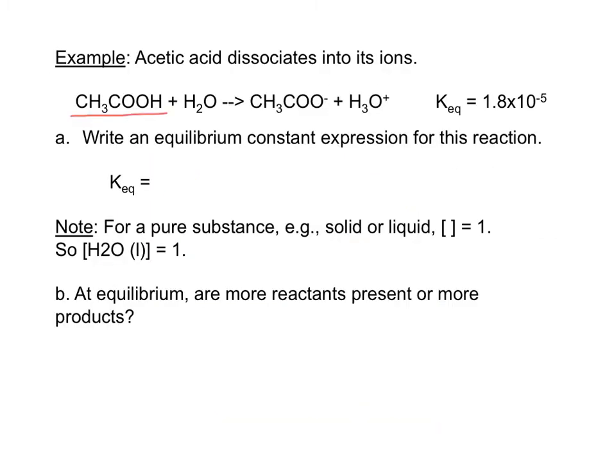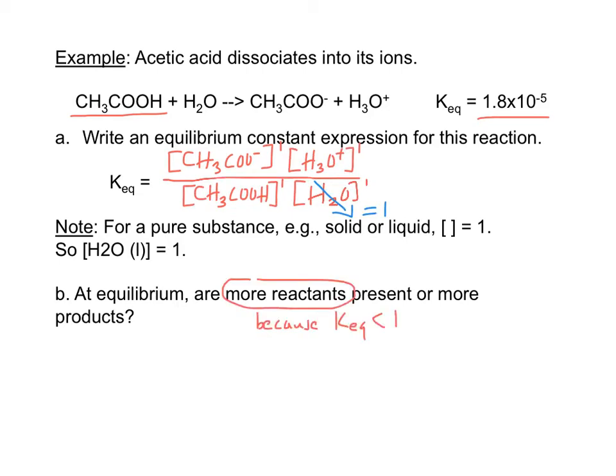Acetic acid is the acid in vinegar. It reacts with water in an acid-base reaction. The equilibrium constant for this reaction is 1.8 times 10 to the minus 5. Stop the video and answer these questions. And the answers are... Since the equilibrium constant is less than 1, this tells us acetic acid partially dissociates into its ions, which makes acetic acid a weak acid.